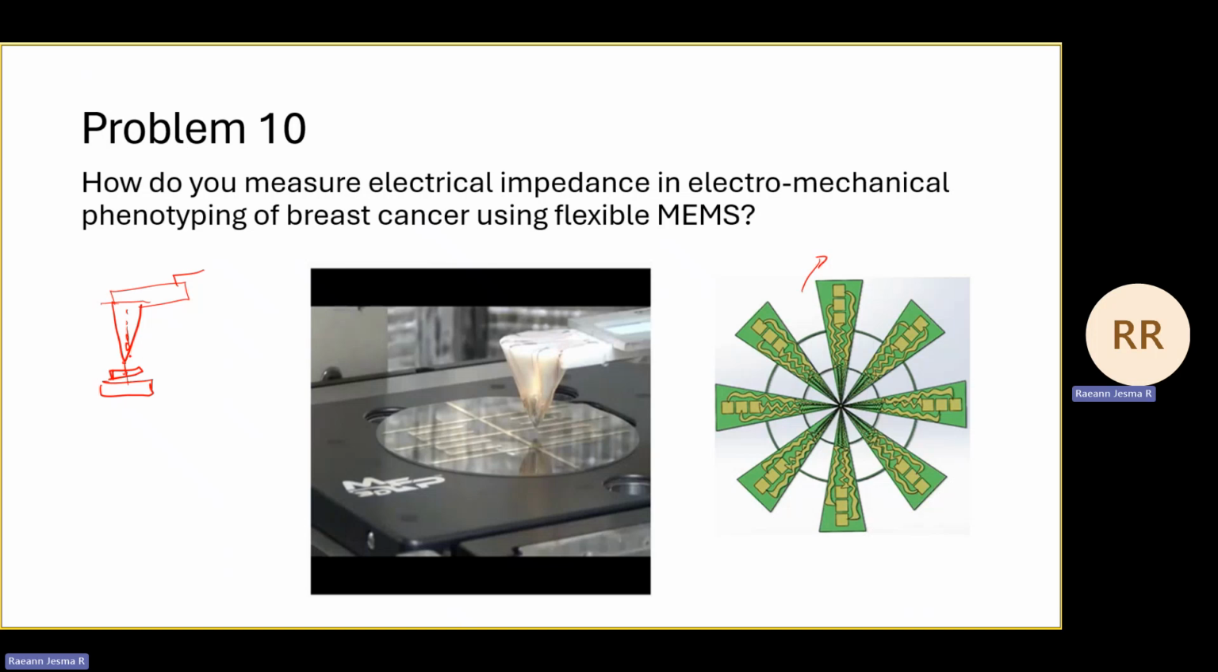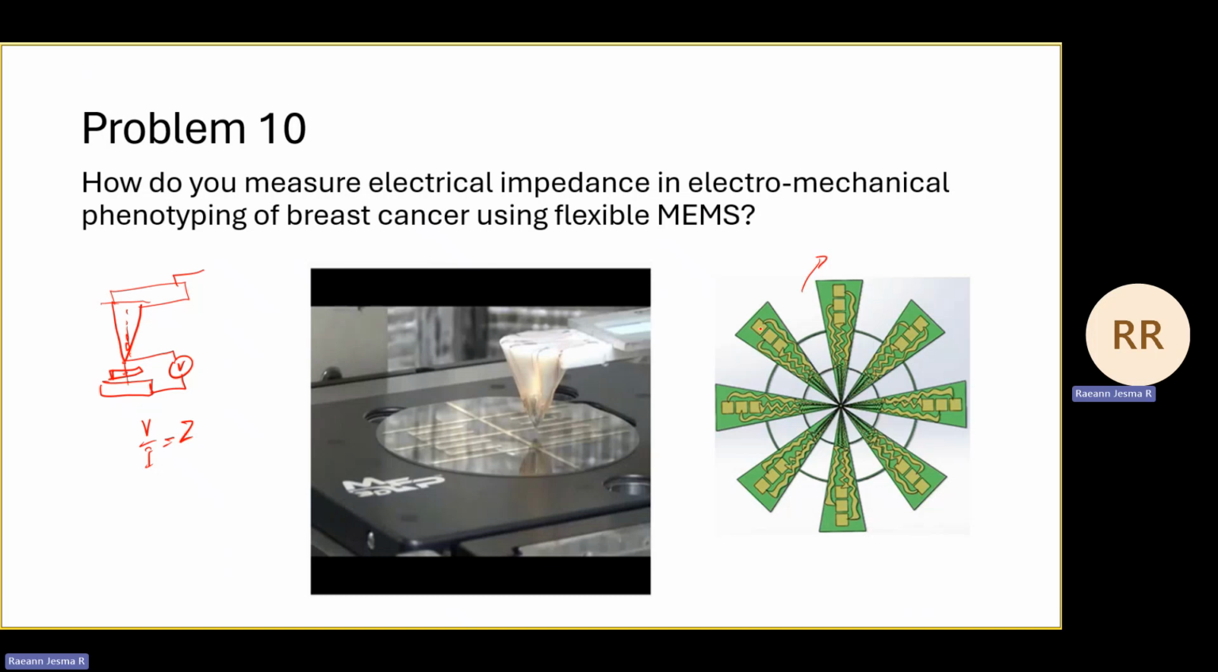Once it comes in contact with the tissue, current will flow through the tissue. So we'll be applying some voltage between the electrodes in the cone as well as the bottom electrode. By measuring the voltage and current, which will give us the impedance of the tissue, we can measure the electrical impedance. So the only thing is that we are having one electrode at the top, which is made by a flexible MEMS structure.